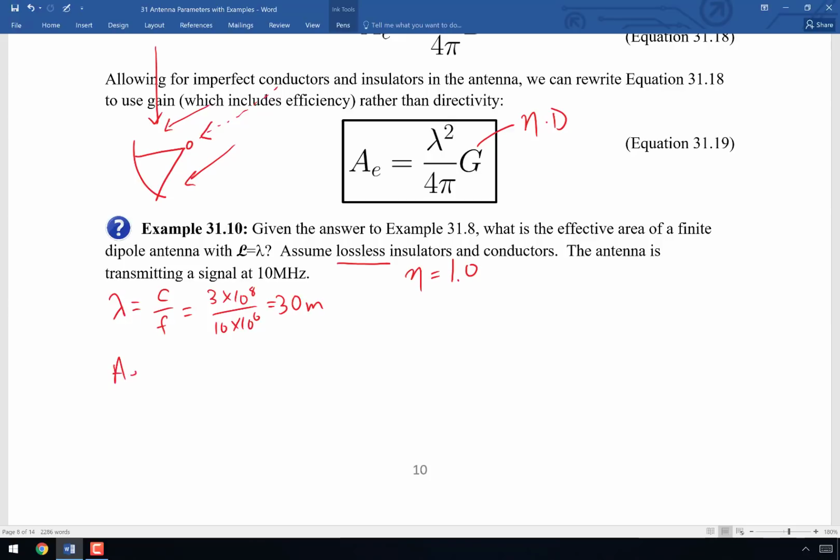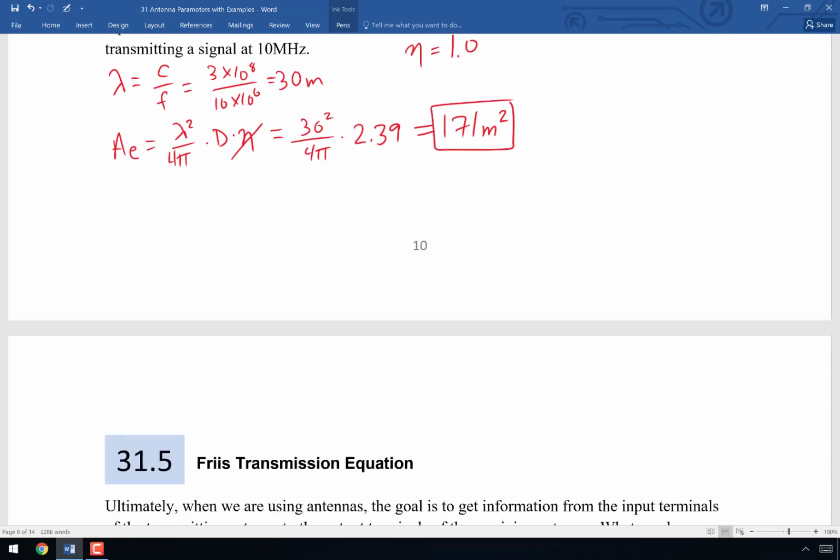And then from there, it's actually a pretty easy calculation to find the effective area. It's equal to lambda squared over 4 pi, times D times the efficiency. Well, the efficiency is 1, so this is going to be 30 squared divided by 4 pi, and the directivity we found in the previous example was 2.39. So this works out to be 171 square meters. It's in units of square meters. Think of that as like how big is your catcher's mitt? How big is the bucket that you're using to catch these signals? The bigger, the better. The bigger, the more effective it's going to be at catching the signal.